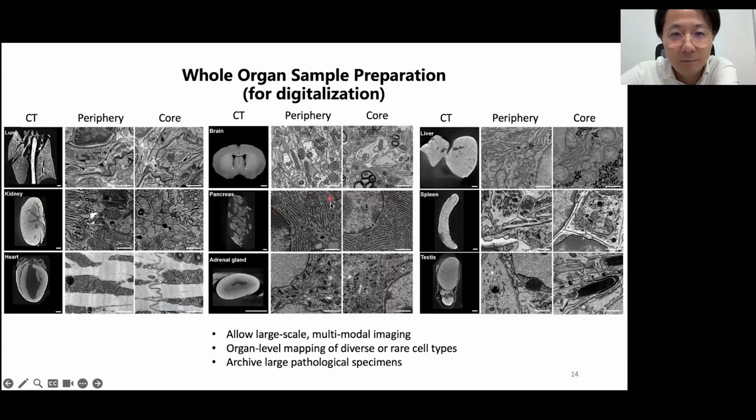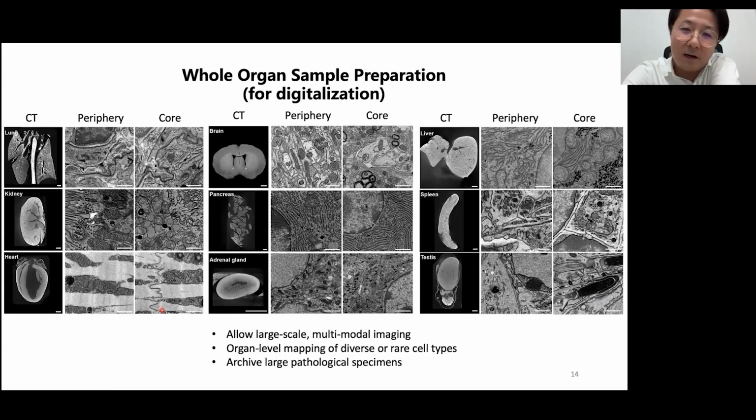As you can see, all the membrane structure, mitochondria, and even the organelles look fine to me. So this large sample preparation has several advantages.